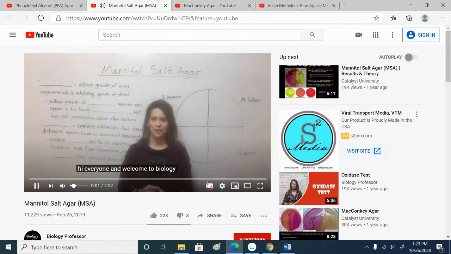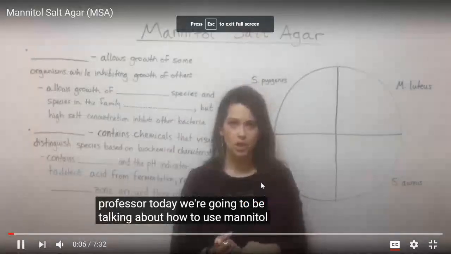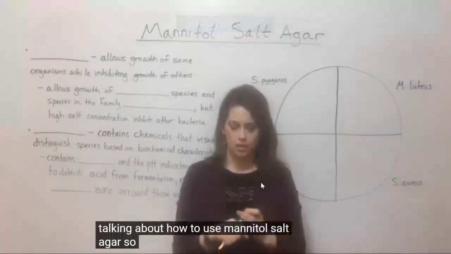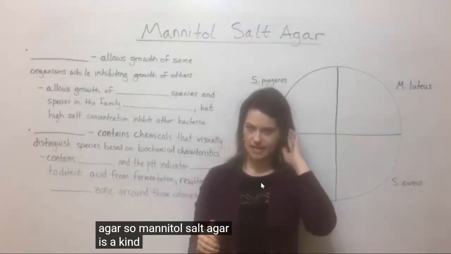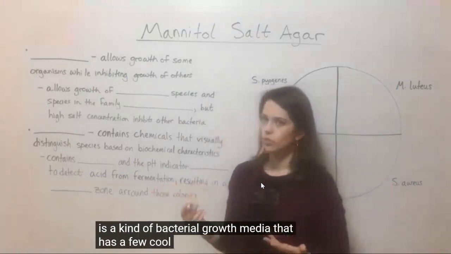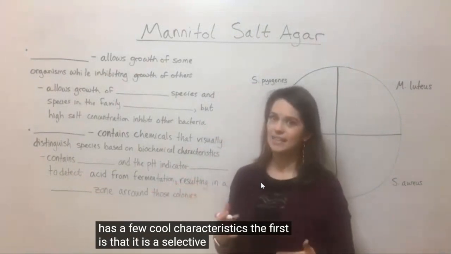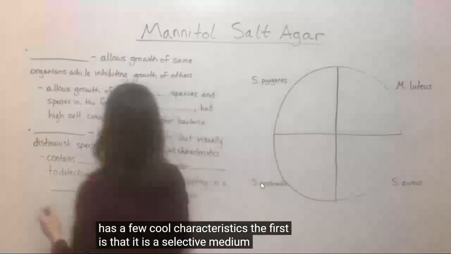Hi everyone, and welcome to Biology Professor. Today we're going to be talking about how to use mannitol salt agar. So mannitol salt agar is a kind of bacterial growth media that has a few cool characteristics. The first is that it is a selective medium.